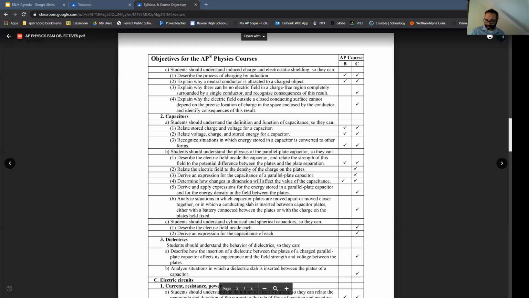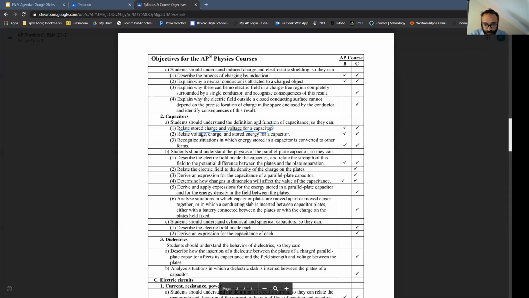Okay, so the objectives for the capacitor lecture today are, first of all, objective B.2.A.1. That's this one: relate stored charge and voltage for a capacitor. So we're going to learn about a circuit element called a capacitor, and the relationship between charge and voltage kind of defines that. So we'll see that. And then also objective B.2.B 1 through 4.